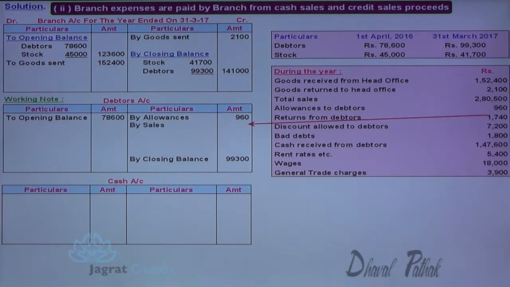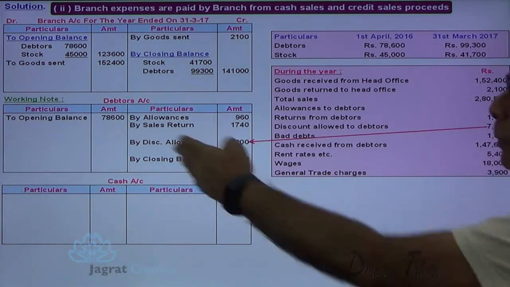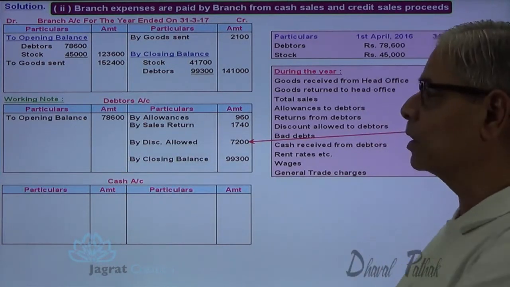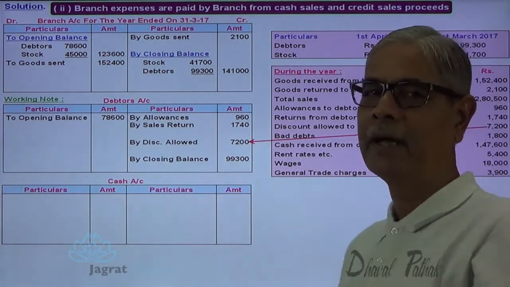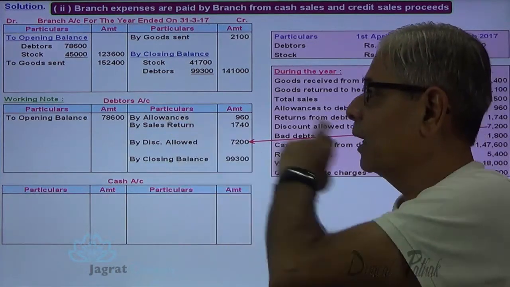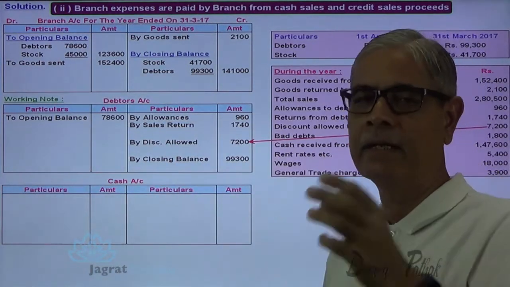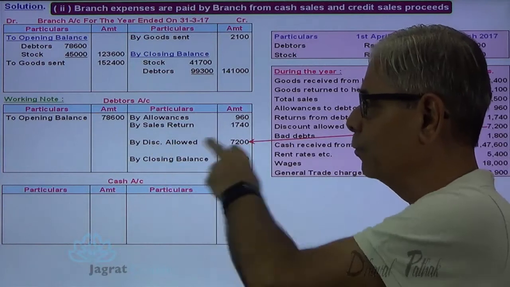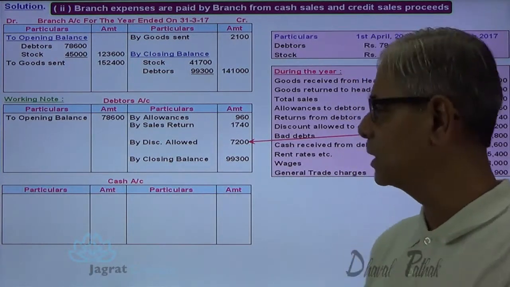Return from debtors means sales return, recorded in the credit side of debtors account in a working note. Discount allowed is also recorded just opposite to credit sales, because goods are sold on credit. Against that recoverable allowance is granted. Sales return reduces the sales recovery. Discount allowed also reduces the sales recovery.